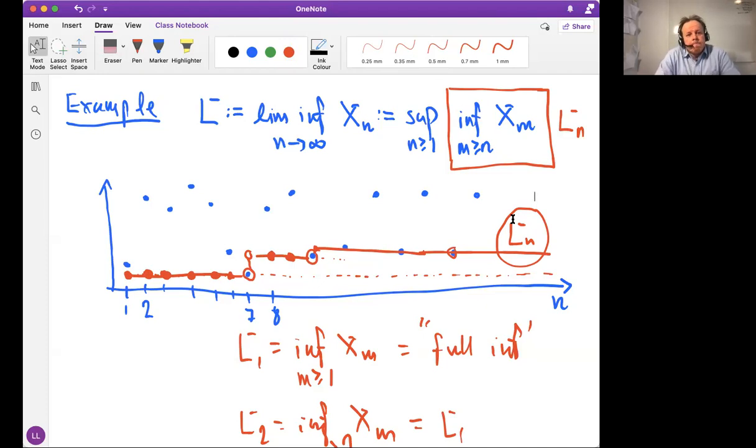So if you like, you might like to work not on the real line, but on the extended real line, which means that we add minus infinity and plus infinity to the picture. You might like to work with this. Then the infimums always exist and you don't need to worry about those.